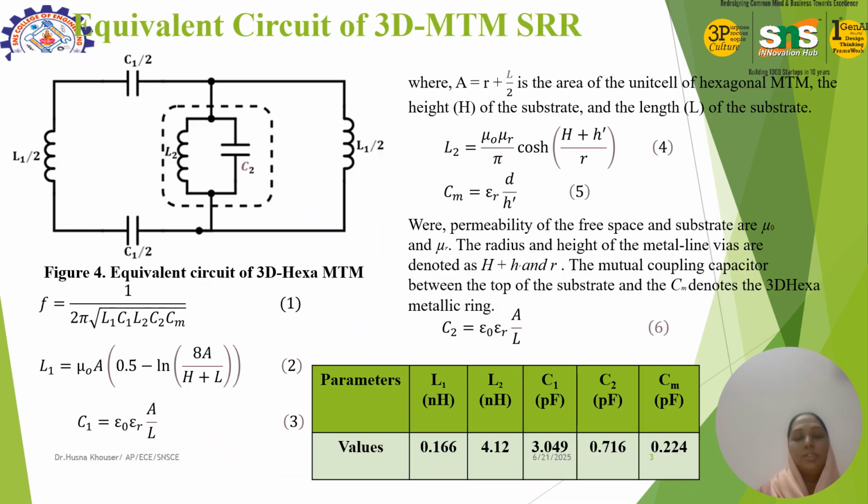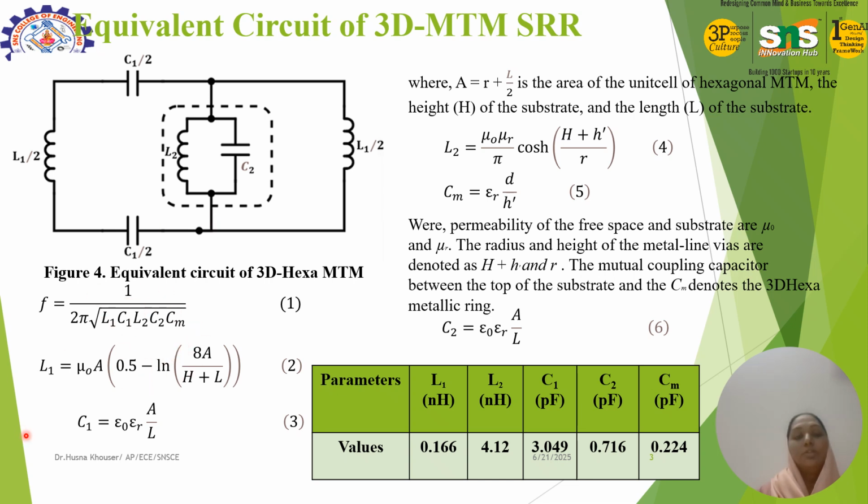To better understand this, we have converted this unit cell model into an equivalent circuit model. The metal line acts as an inductor, and the gap between the rings acts as a capacitor. So the structure behaves like an LC resonance circuit, and the resonance frequency derived using the standard inductor and capacitor formula matches the result. Here the two rings are made up of inductance and capacitance, so the frequency is calculated with L1, C1 and L2, C2, and there is a mutual coupling capacitor, Cm.